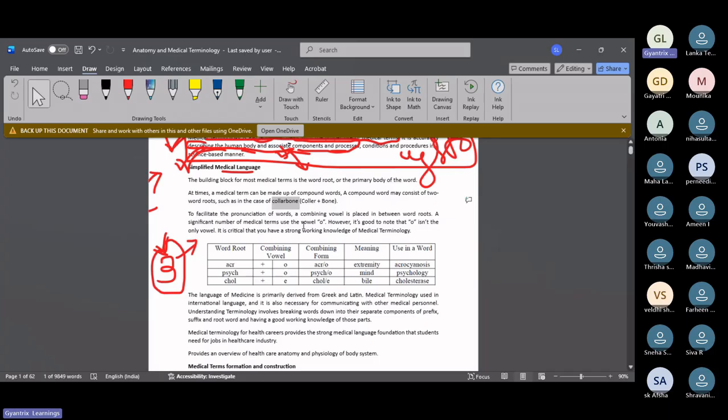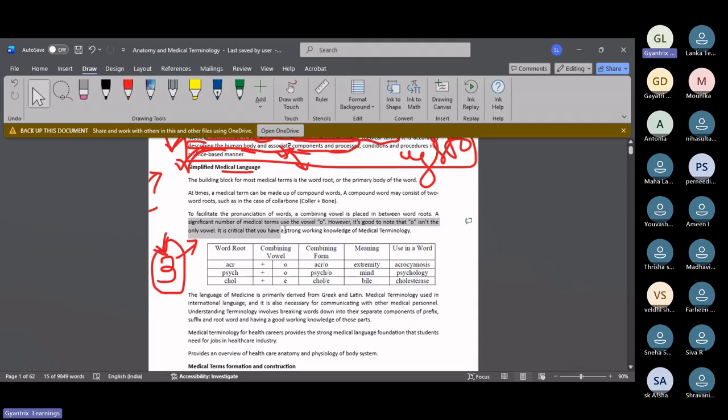We have to learn the medical terminology. So that is what we can see here. To facilitate the pronunciation of words, combining a vowel placed between word roots, a significant number of medical terms use the vowels. However, it's good to note that O is not the only vowel sound.